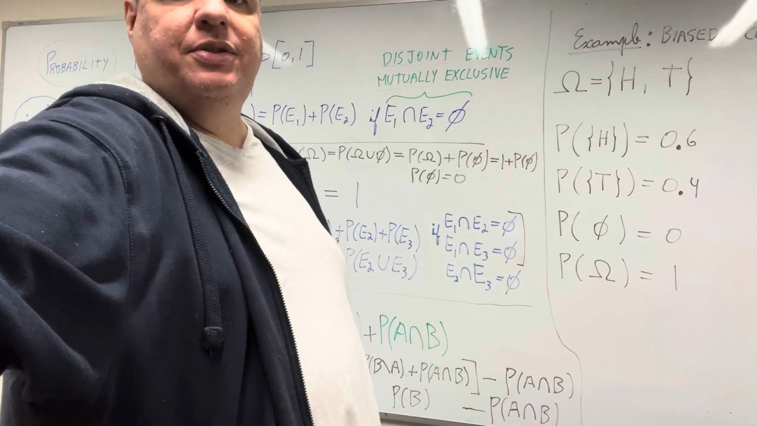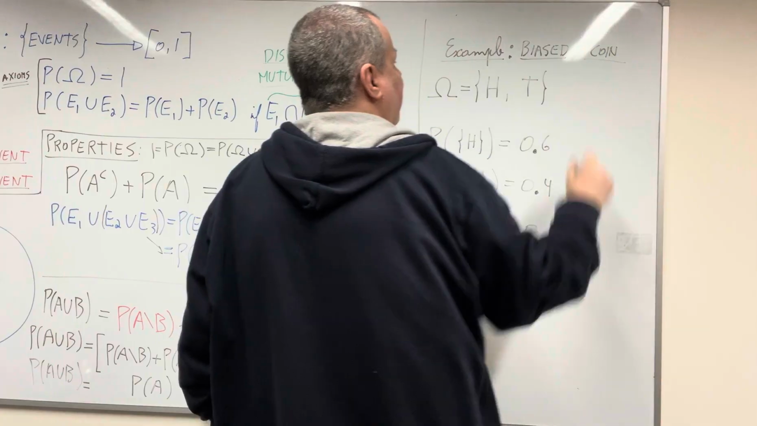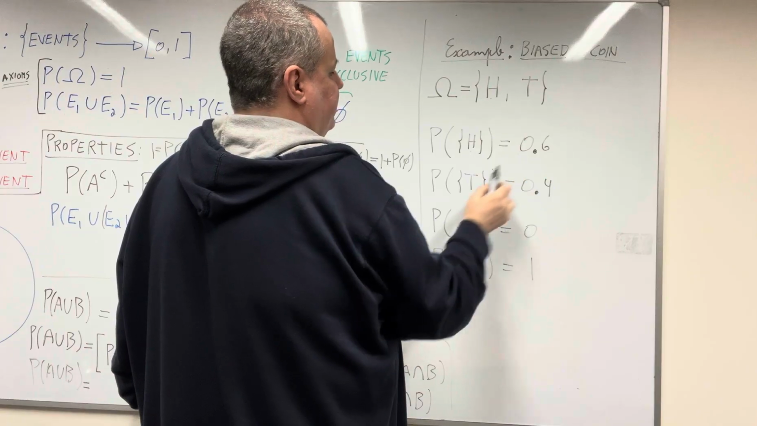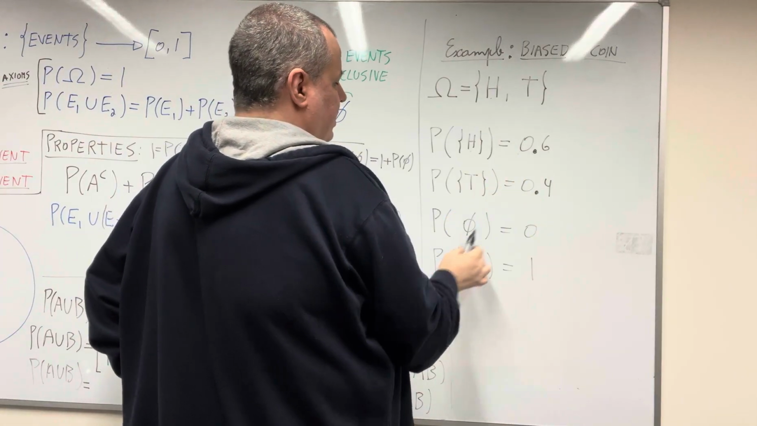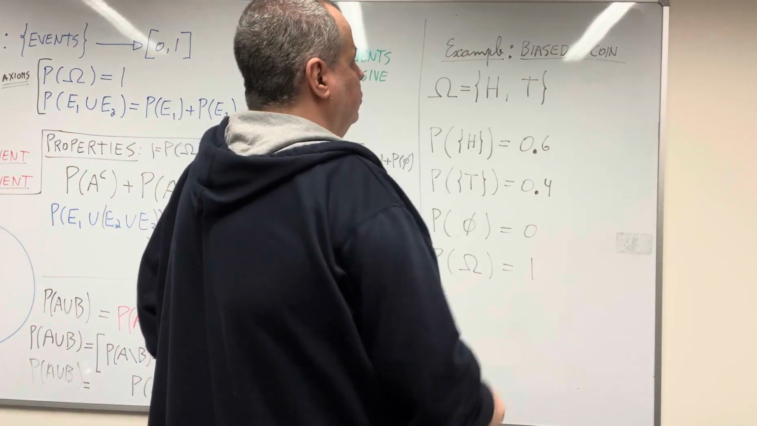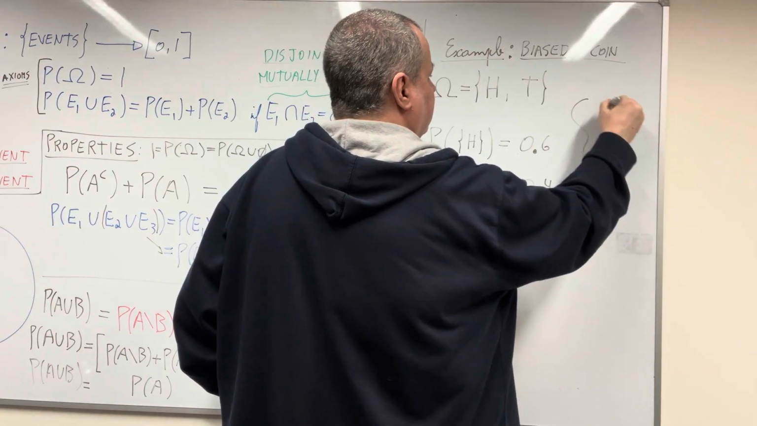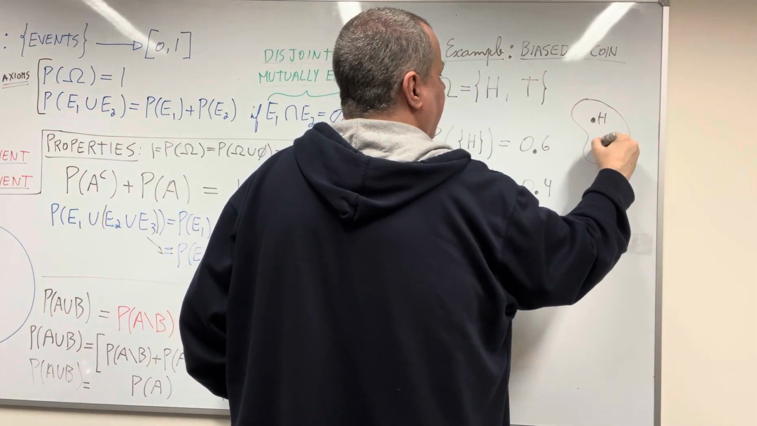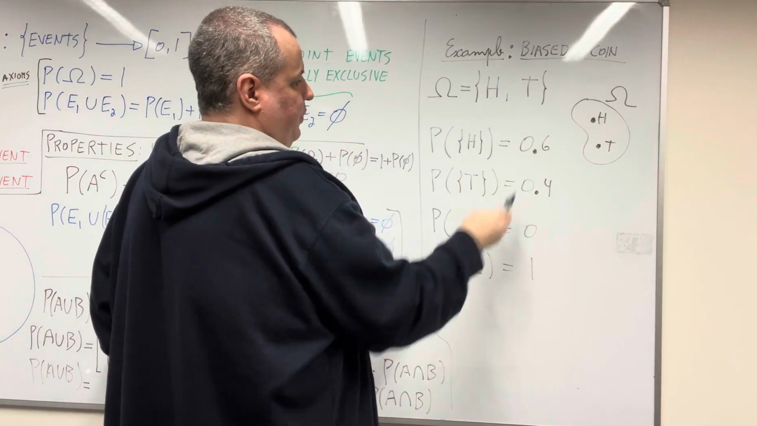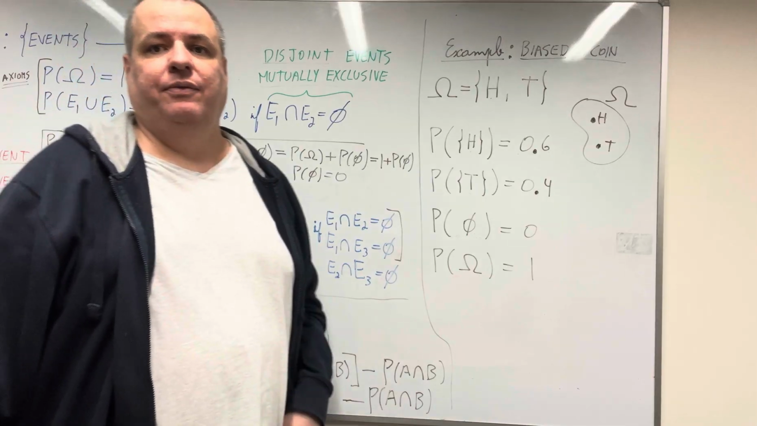Okay, good. Now let's see this example. A biased coin. You flip a biased coin, it could be heads or tails, but the probability of being heads is 60%, 0.6. The probability of being tails, 0.4. The probability of nothing is 0, and the probability of getting something is 1. So that's the simplest possible example, a sample space with two outcomes, heads or tails, and four possible subsets of this set with these probabilities. And these numbers will satisfy all the properties that we have.